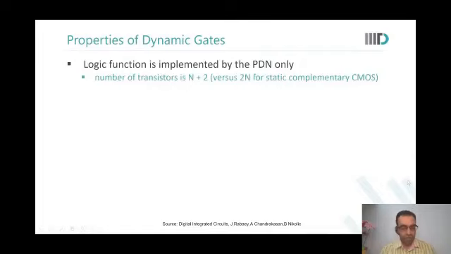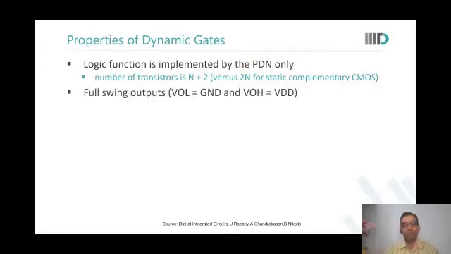We also saw that in dynamic gates, the total number of transistors would be N plus 2 versus 2N for the static CMOS. You're able to see this N plus 2, the plus 2 things? Yes, sir. The PMOS with the header clock, and the NMOS with the footer clock.